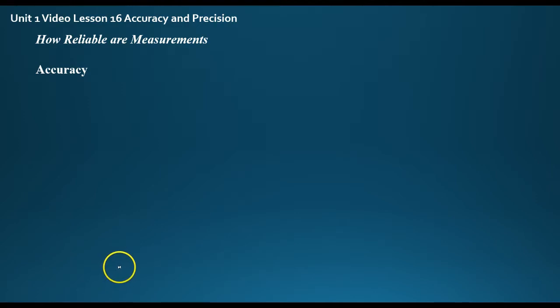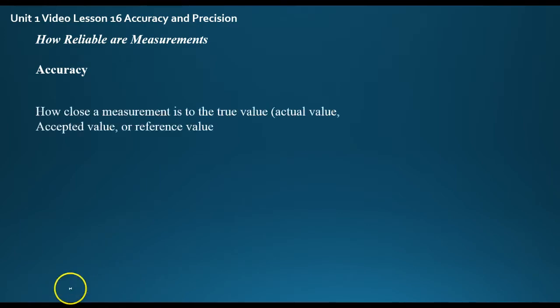This is the last one for Unit 1. Yay! So, the question is, how reliable are measurements? Well, we assess the reliability of measurements on two things, and one of them is accuracy, which is how close a measurement is to the true value, which is also called the actual value, accepted value, or the reference value.